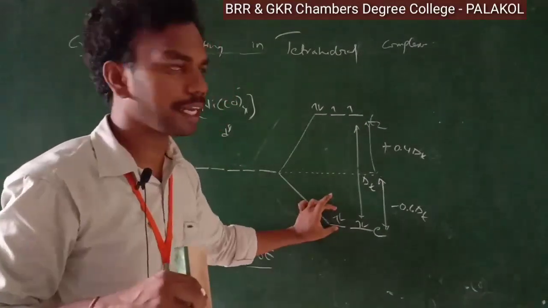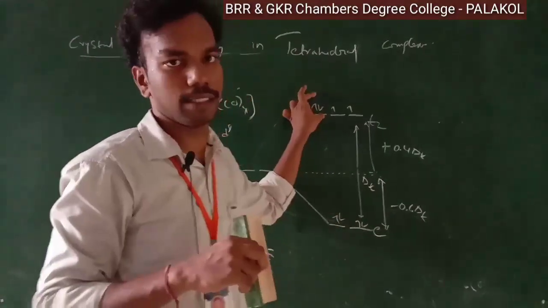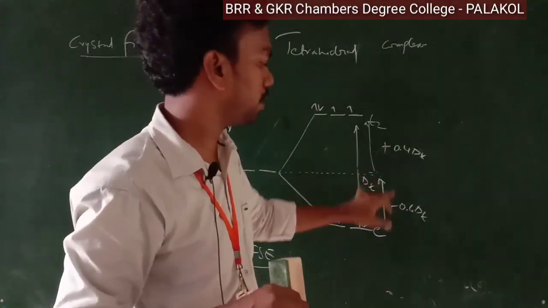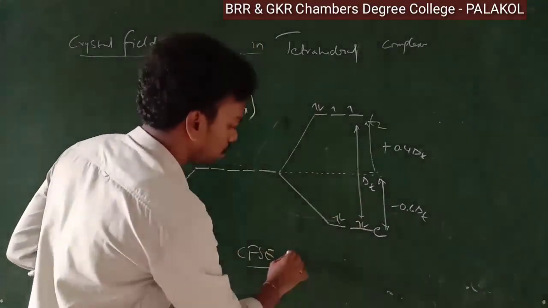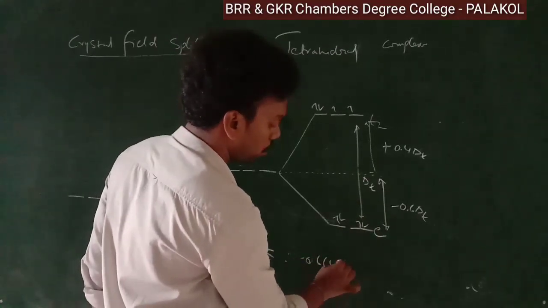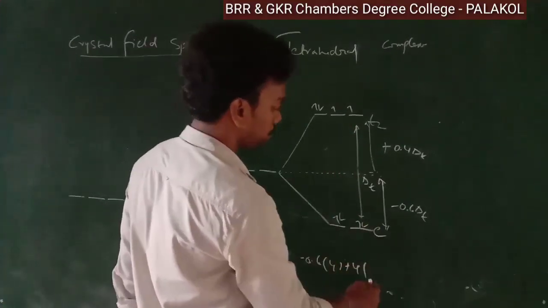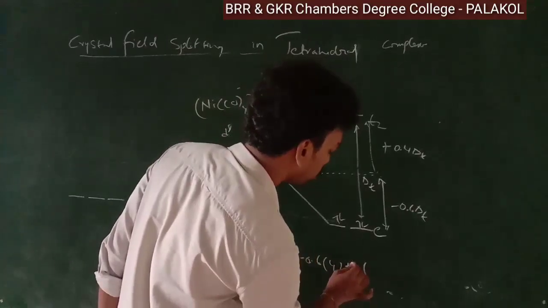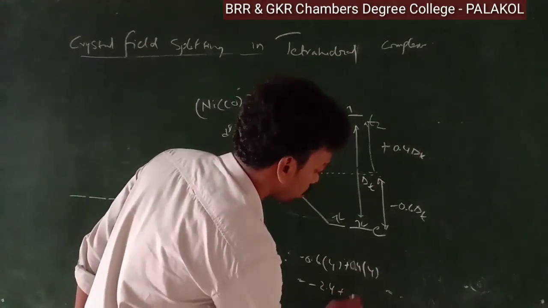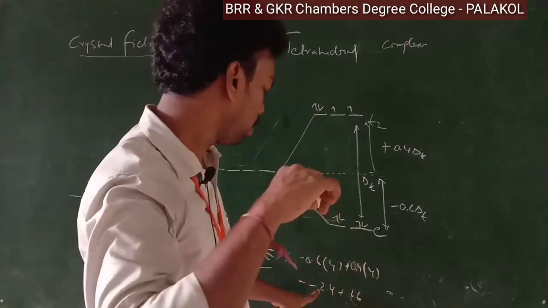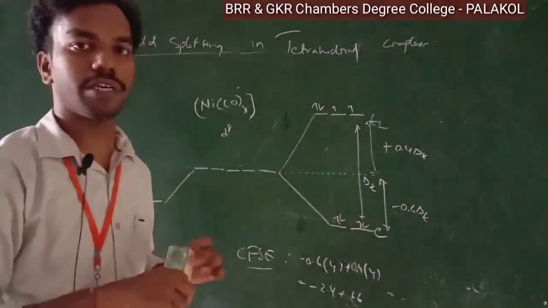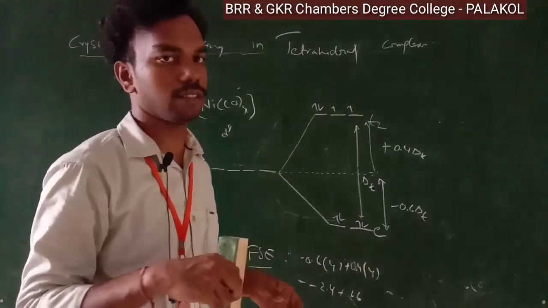Now 4 electrons are in the lower energy level and 4 electrons in the higher energy level. So these 4 electrons into 0.6 plus these 4 electrons into 0.4, that is 2.4 and 1.6. So the crystal field stabilization energy for this complex is minus 0.6 into 4 plus 0.4 into 4, which is minus 2.4 plus 1.6, and this comes out to minus 0.8 delta T. In this way you can calculate crystal field stabilization energy for different complexes.